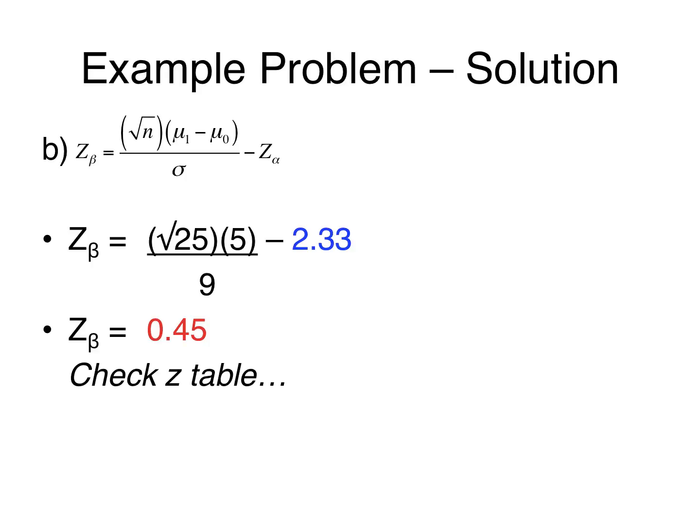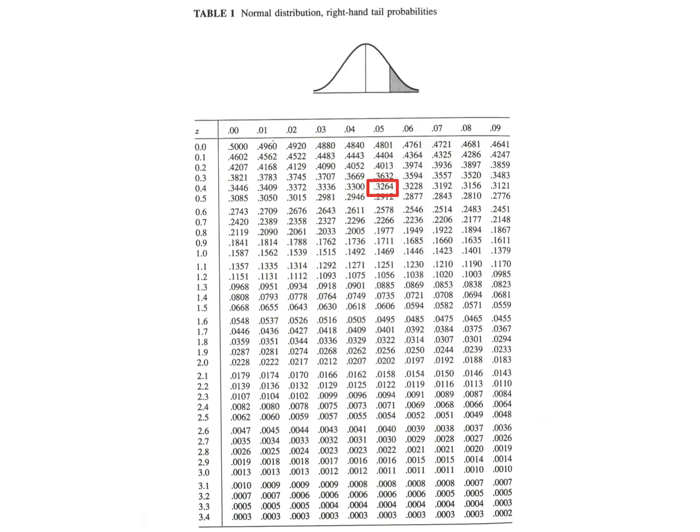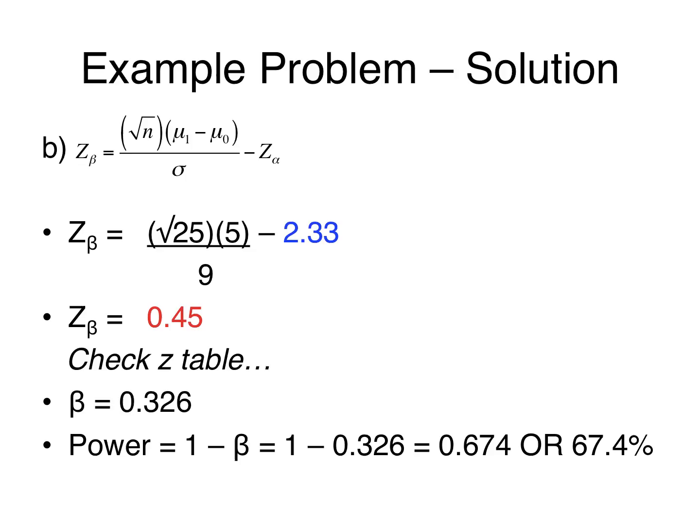And if we check our Z table, we can see that a Z beta of 0.45 corresponds to a beta, or type 2 error rate, of 0.326. So this means that the probability of a type 2 error is 32.6%. Since power is 1 minus beta, our final step is to subtract beta from 1, which gives us power of 67.4%. So this means that there's a 67.4% chance that we will correctly reject the null hypothesis when the null hypothesis is not true in reality.